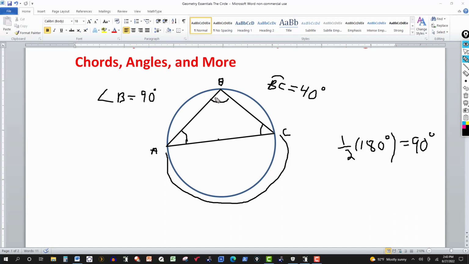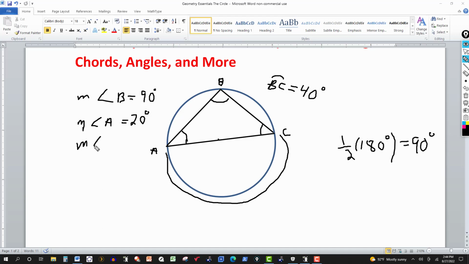Angle BAC is also inscribed, so it should be half the arc that it subtends. The opposite arc over here is 40 degrees. So the measure of angle A should be half of 40, which will be 20 degrees.